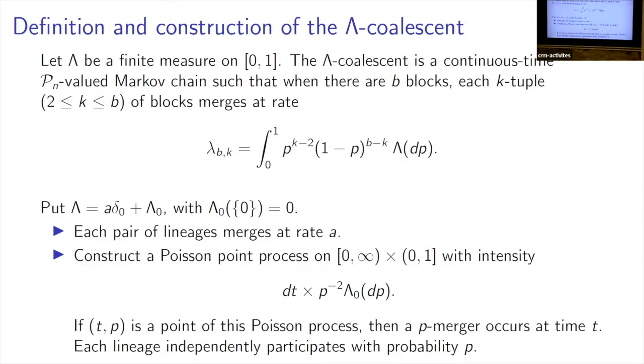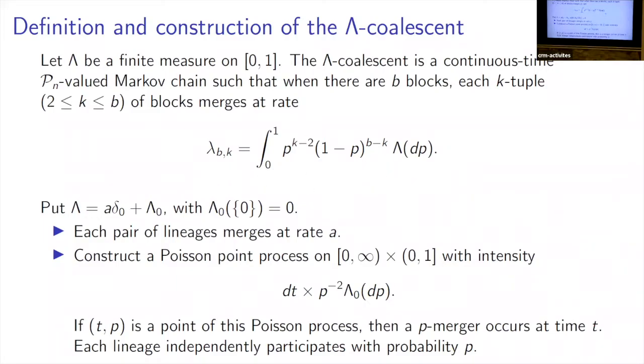Now I want to define the lambda coalescent. Here, lambda is a finite measure on the unit interval. And the lambda coalescent is a continuous time Markov chain, taking its values in the set of partitions of 1 through n, such that whenever there are b blocks, each possible transition that involves k of those blocks merging into one block is happening at a rate that's given by this integral here.